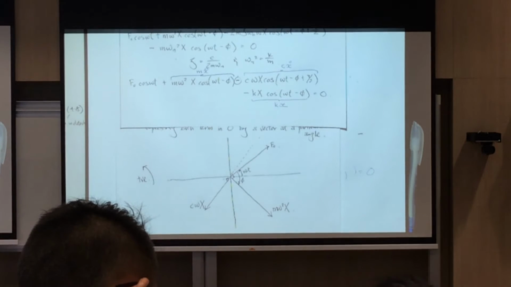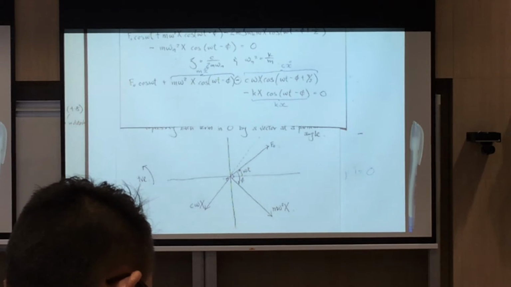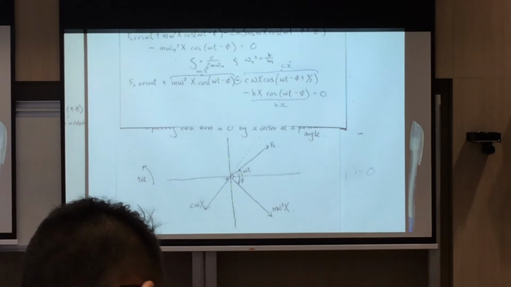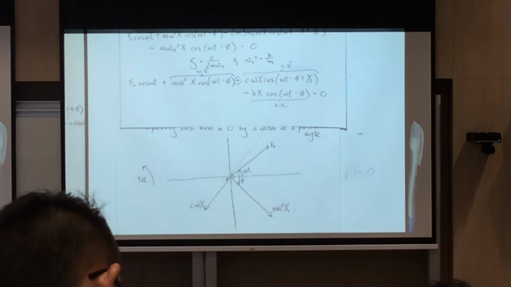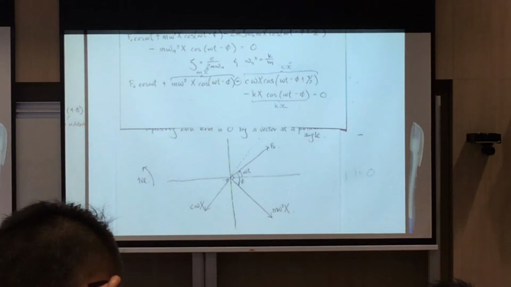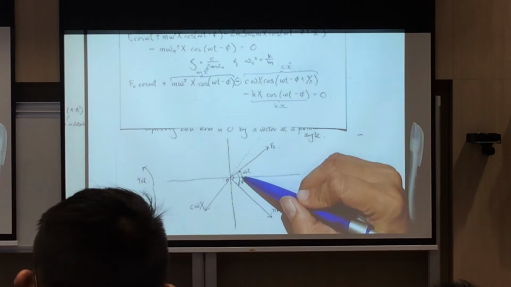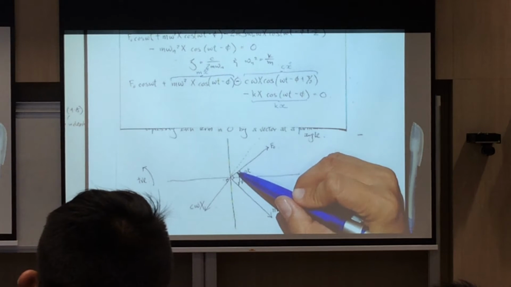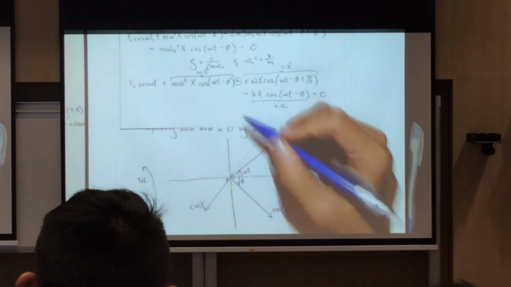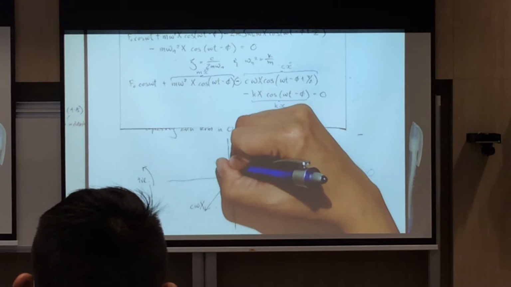Let's try the last one. For the spring, we have minus kx cosine omega t minus phi. Where do you think the vector will be? So let's start from here again. Omega t minus phi is going to be here, but because it's minus, it's going to be on the opposite side of m omega squared x.